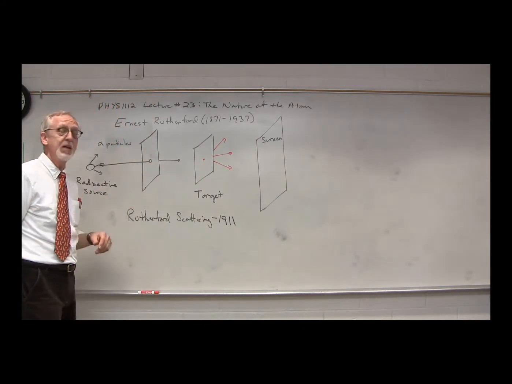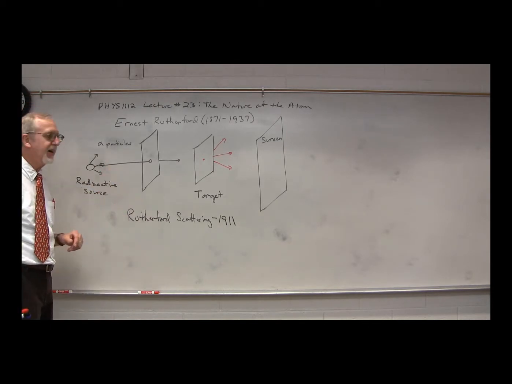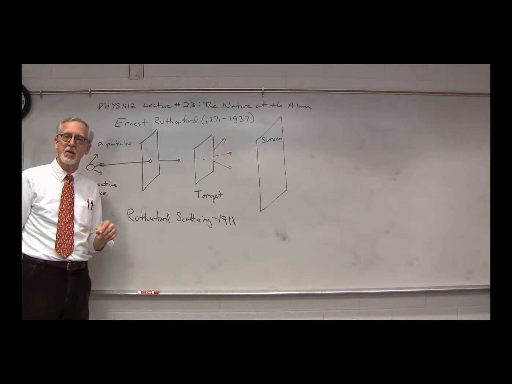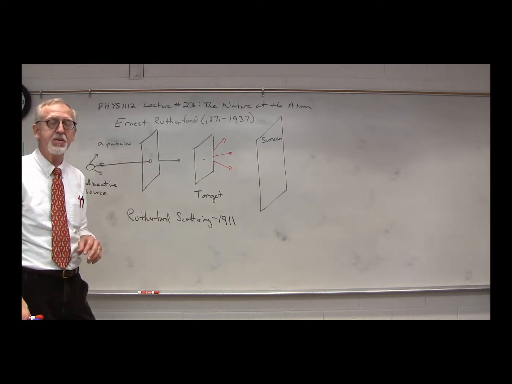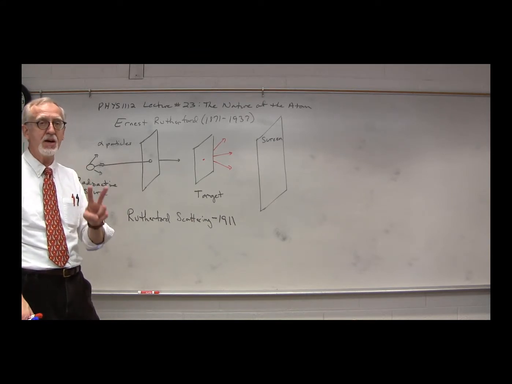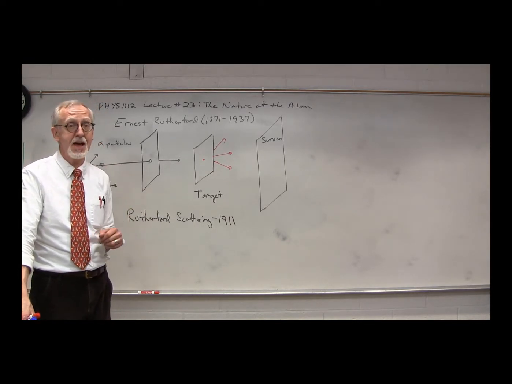So Ernest Rutherford, who lived from 1871 to 1937, did this experiment in 1911 that's now referred to as Rutherford scattering. He took a radioactive source that gave off alpha particles. Now, we've mentioned alpha particles before. Keep in mind, and for my class, you need to remember this, an alpha particle is a helium nucleus, which is made of 2 protons and 2 neutrons. So it has a +2 electrostatic charge.